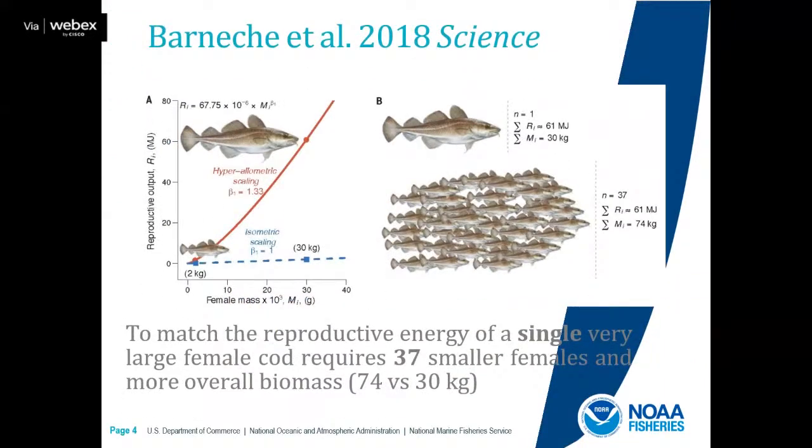A recent review paper collected available information on maternal effects across a whole suite of studies and a wide range of species, specifically looking at the scaling of fecundity and reproductive investment of females, whether hyperallometric or isometric. In this example, what they're trying to show is that to match the reproductive investment of that one very large female depicted in the upper right, B, may require 37 smaller fish. And those 37 smaller fish actually end up having a higher aggregate biomass to match the fecundity of that one single large female. So this is a good illustration of how these relationships come into play.